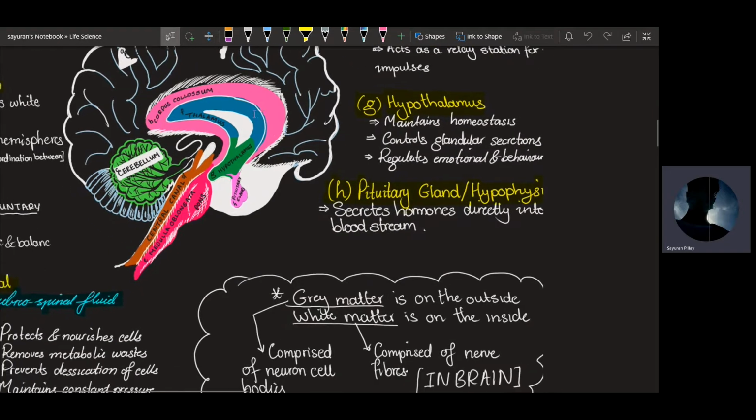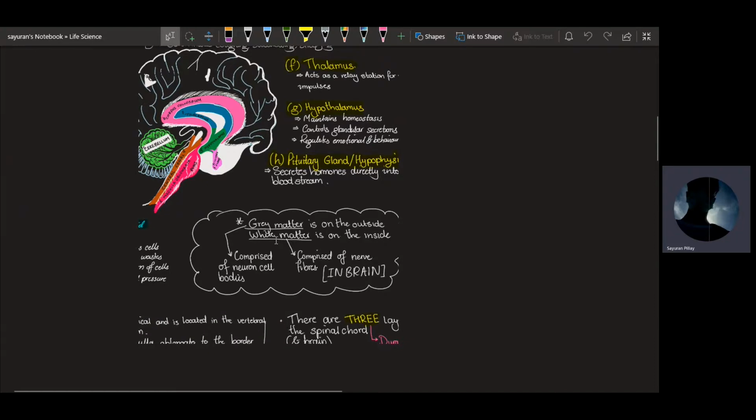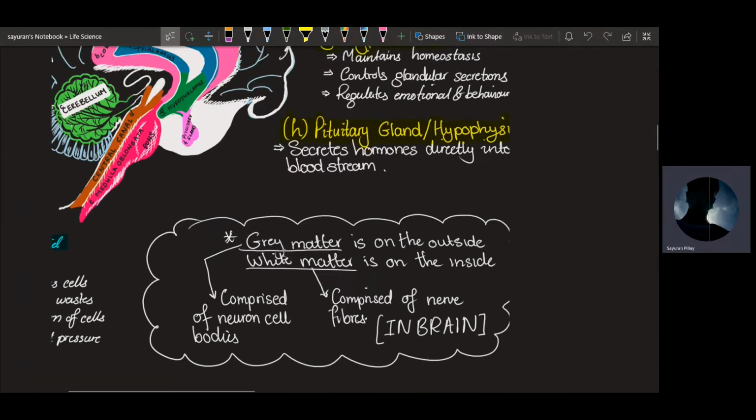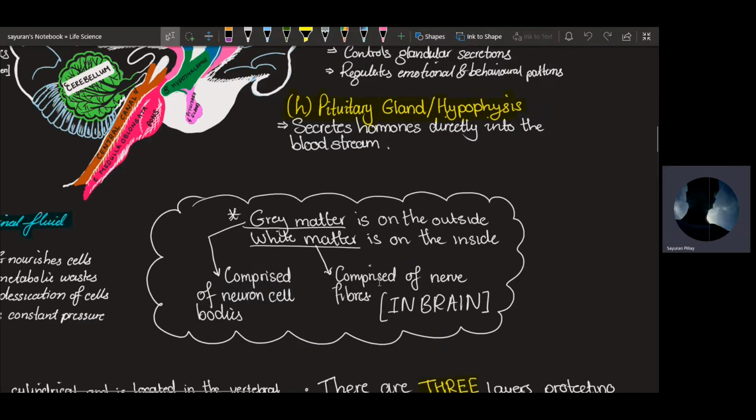Okay, now with the brain, right, you have to understand that gray matter is on the outside and white matter is on the inside. Gray matter is comprised of, and I could have shown you pictures because we did it this year in uni, neuron cell bodies. So cell bodies, when we look at the structure of a neuron, you'll see. And white matter is made of the nerve fibers. So your nerve fibers are kind of shiny because they're myelinated, and so it shows as white.